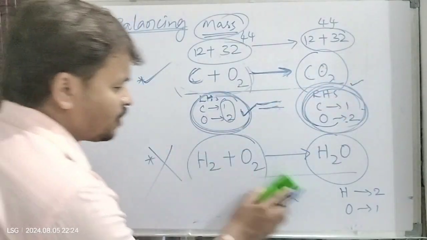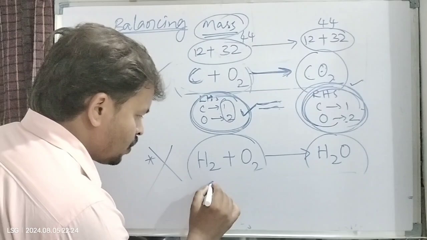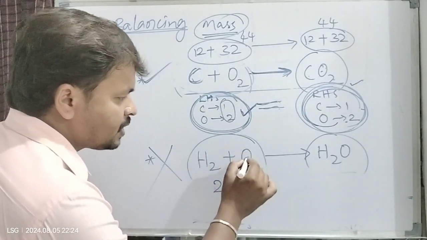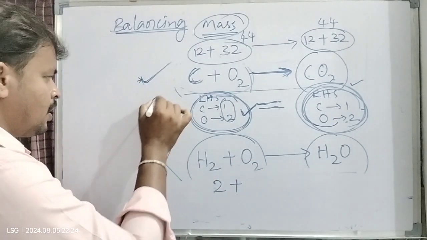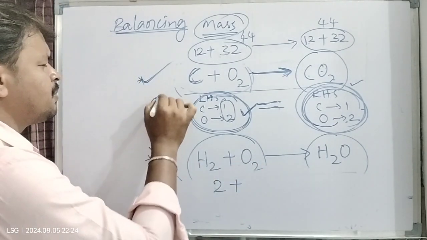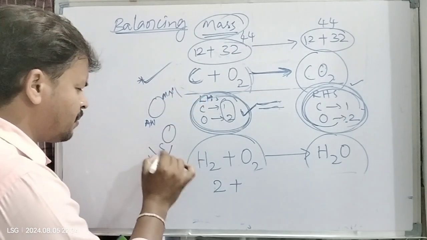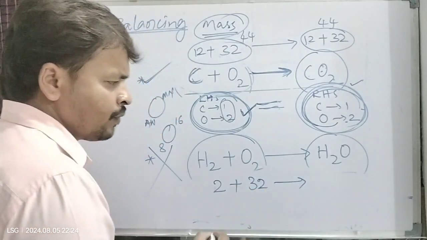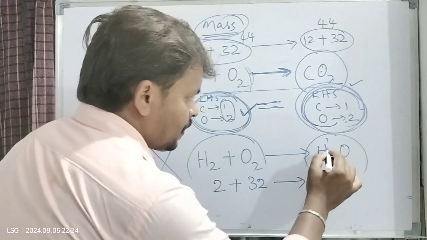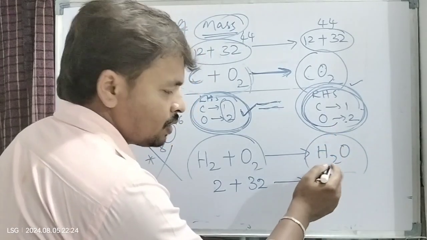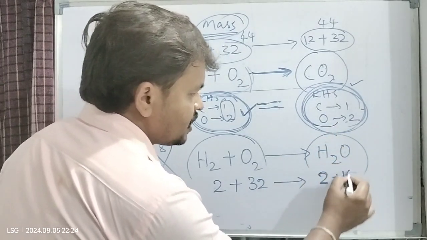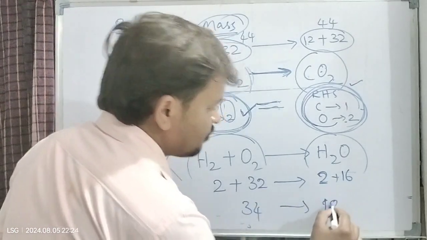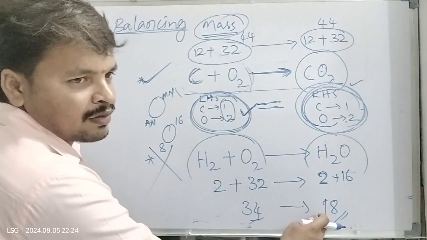But here you see there one more. See there here hydrogen, mass number is 1. Such type of 2 hydrogen atoms are there. So 2. Oxygen 16. We know that atomic number and mass number will be written. Oxygen atomic number is 8, mass number is 16. 2 atoms are there, so it is 32. Here hydrogen, 2 atoms of hydrogen means 2, plus oxygen 16. See there, 32 plus 2, 34. Here 16 plus 2, 18. See there, it is not balanced.